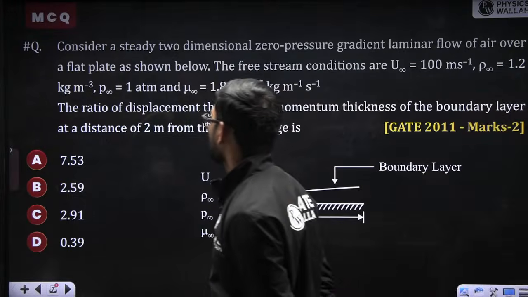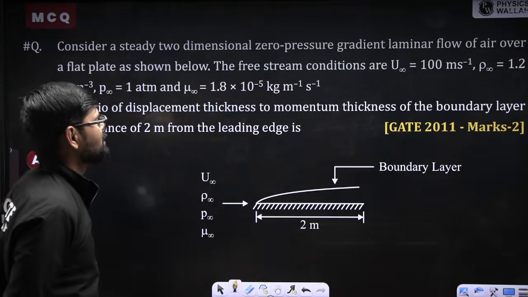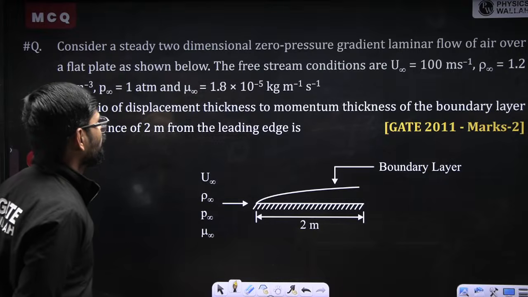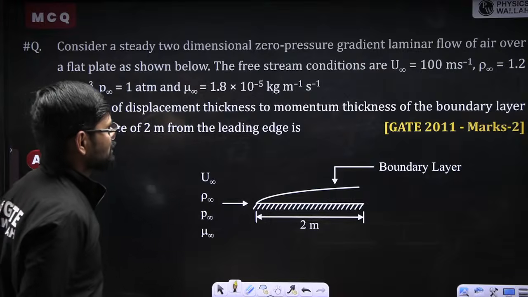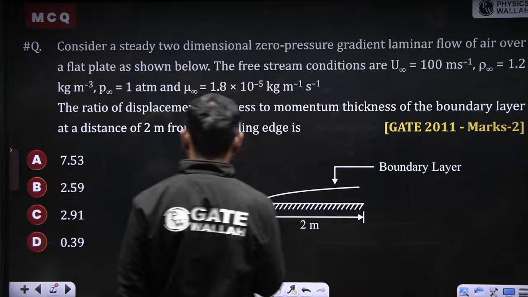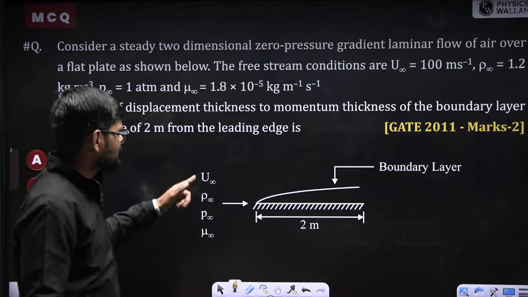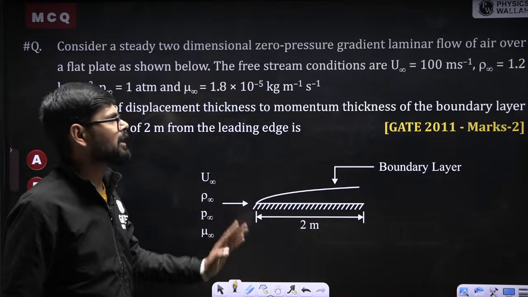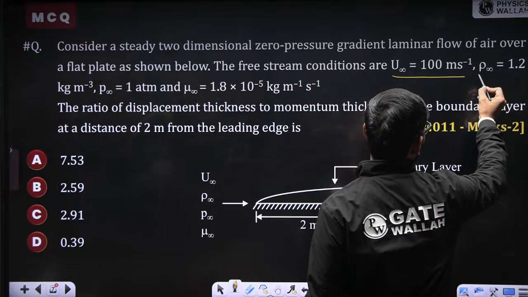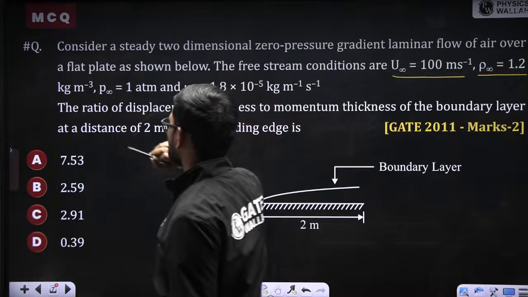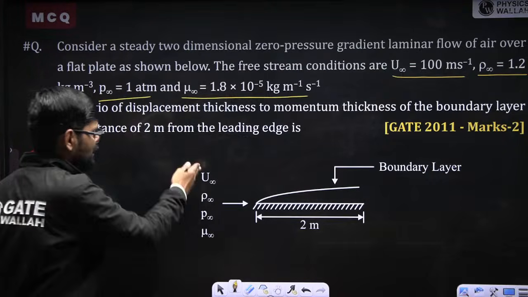Solve this. Consider a steady 2-dimensional zero pressure gradient, no pressure gradient is available. A laminar flow of air over a flat plate as shown below. The free stream velocity is given, this is u infinity here. Okay, the conditions are given, right? So these are the conditions of the fluid at free stream. So u infinity means free stream velocity, the density of the free stream, pressure of free stream, viscosity of the free stream, everything is given here, right?